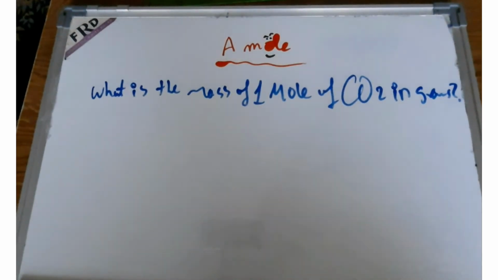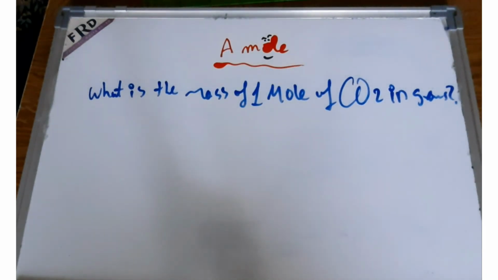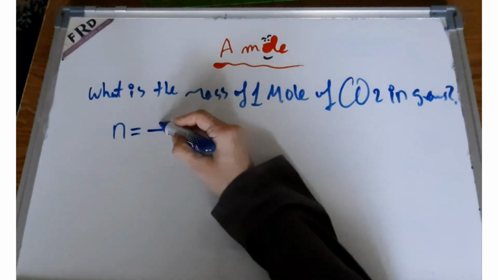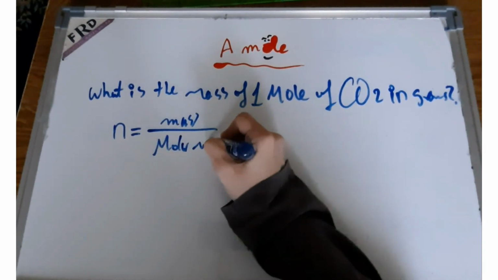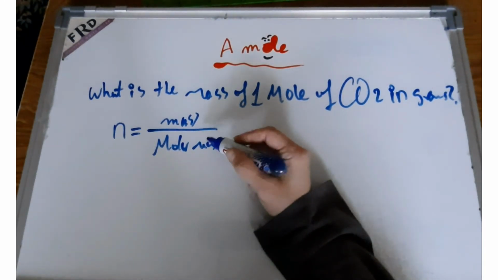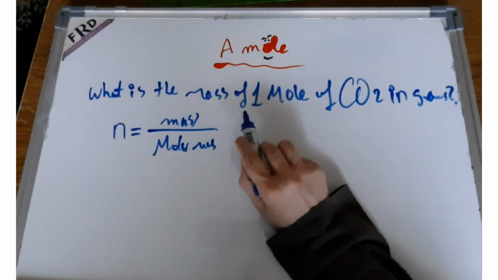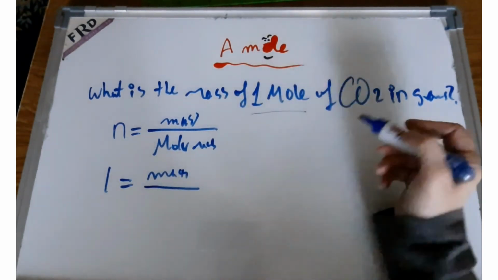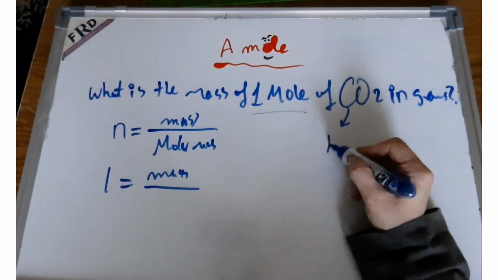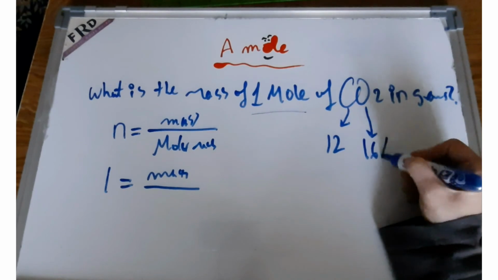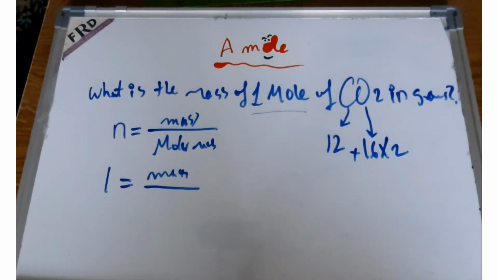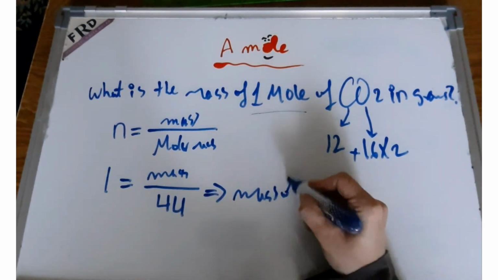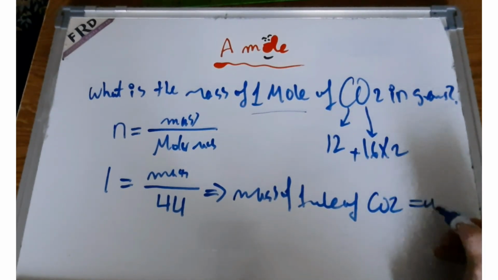Now also this example. What is the mass of 1 mole of CO2 in grams? Okay, we know that number of moles equals mass over molar mass. From where do we get molar mass? From the periodic table. Now they gave us the number of moles. They said what is the mass of 1 mole? So n equals 1, and they need the molar mass of CO2 from the periodic table. Carbon equals 12, oxygen is 16, but we have 2 of them, so 2 times 16, and we add them together, so overall is 44. So the mass of 1 mole of CO2 equals 44 grams.